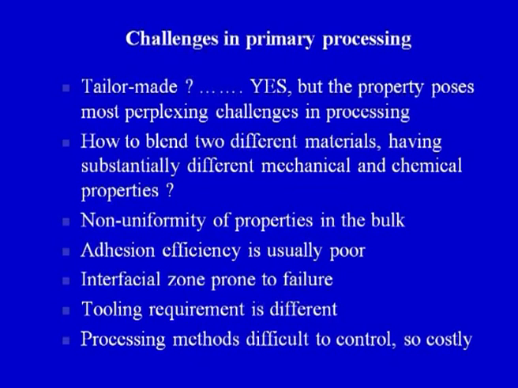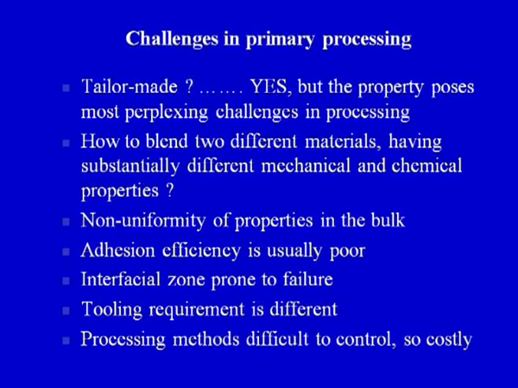The interfacial zone is prone to failure sometimes. Now, there is a matrix, there is a fiber, suppose this is a fiber, this is a matrix, and they have been combined together. The interface is the line between the fiber and the matrix. This particular interface sometimes may fail on loading. So, this is the interfacial zone which is prone to failure. If you remember, in the previous lectures on this module, we have seen that there is a matrix, there is a fiber and there is a thin line separating the fiber and the matrix, which is called the interface. So, adhesion efficiency is poor, interfacial zone is prone to failure.